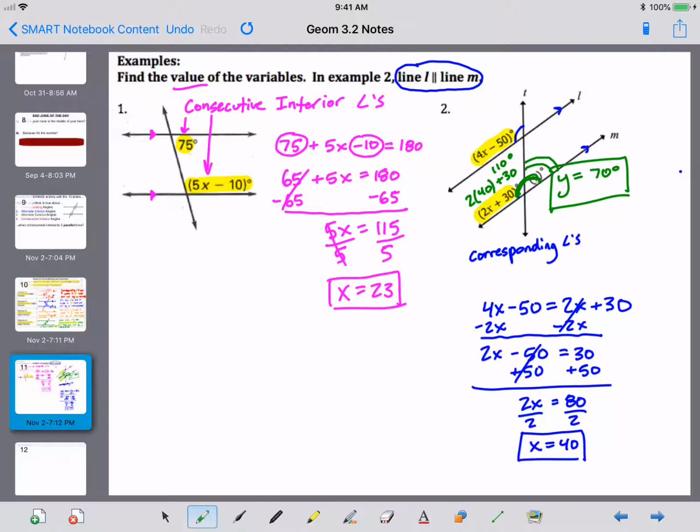Okay, so that's the only two examples I have for you guys today. Make sure that if you have questions with this stuff, you ask, because we're going to use transversals and parallel lines quite a bit throughout this whole chapter.